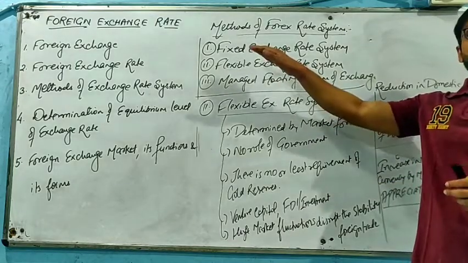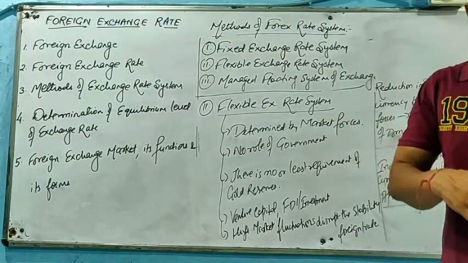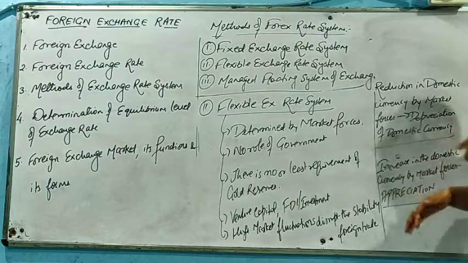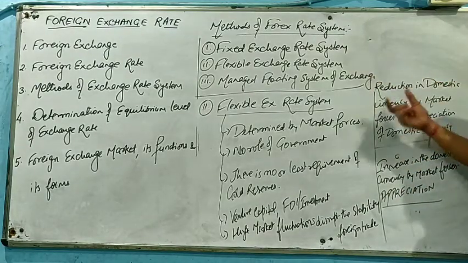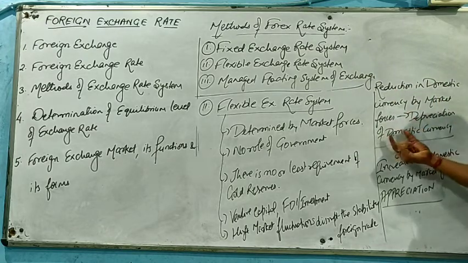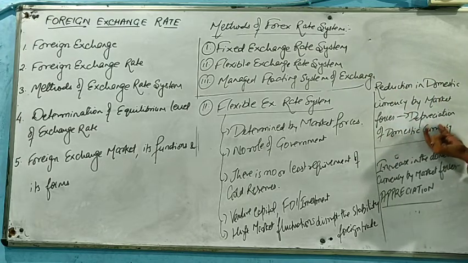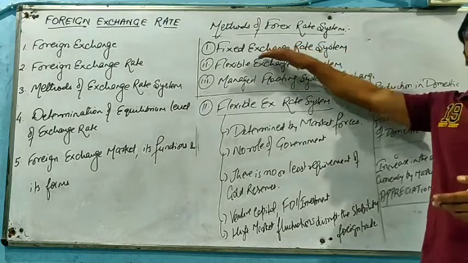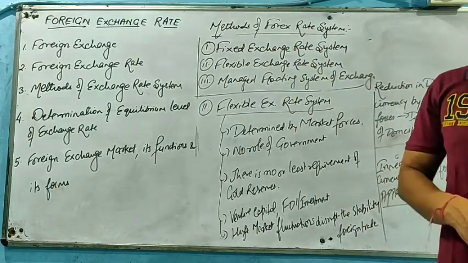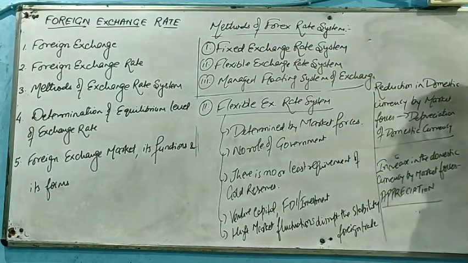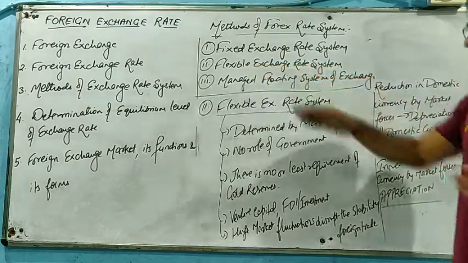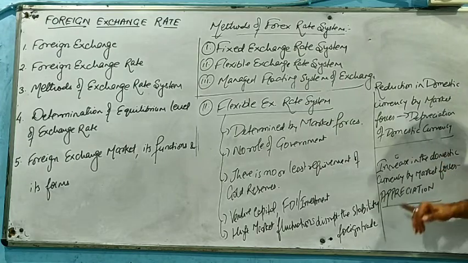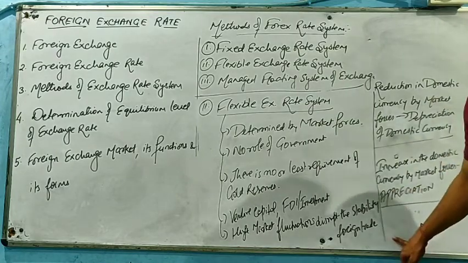It means in fixed exchange system, reduction was termed as devaluation. In flexible exchange system or floating exchange system, reduction in domestic currency will be termed as depreciation. In fixed exchange system, increase in domestic currency by the act of government was termed as revaluation. And here in flexible exchange system, increase in domestic currency will be termed as appreciation.